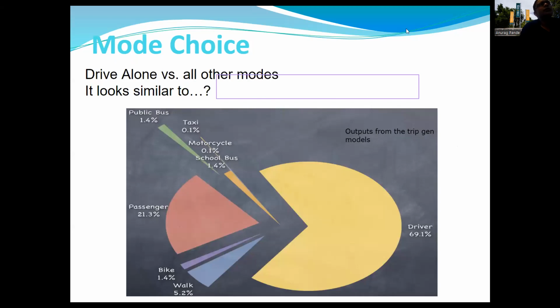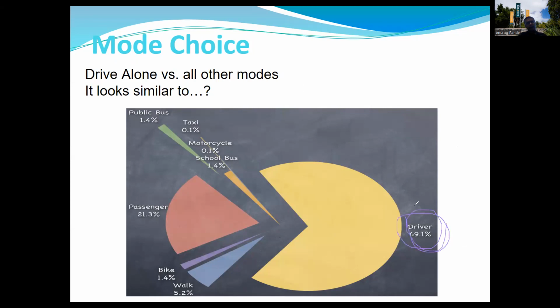So once you've done trip distribution, the next step is to do mode choice. This is the distribution of modal choice in the United States for work trips. You can see that the number of trips being made as a driver is 69.1%, a pretty large fraction of trips. And then all the other trips, like passenger, bus, taxi, motorcycle, school bus, walk, bike, are all somewhat minor fractions.